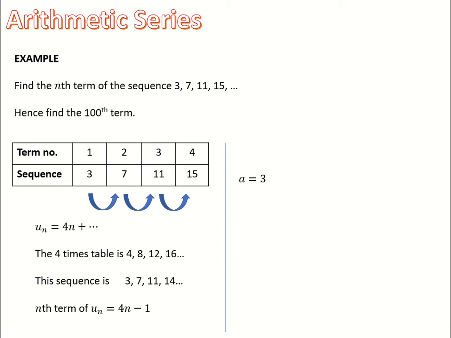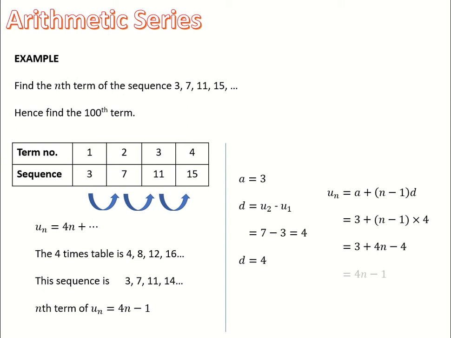But in terms of an arithmetic series, in terms of the general formula for this, what we want is the first term, which is 3, and the difference between the terms, which is 4, and we want to base our formula around those 2 numbers. So the difference is 4, in which case un will equal 3 plus n minus 1 times 4.